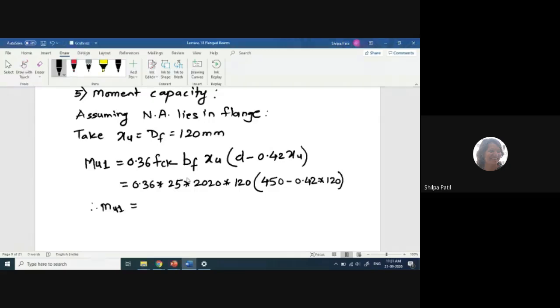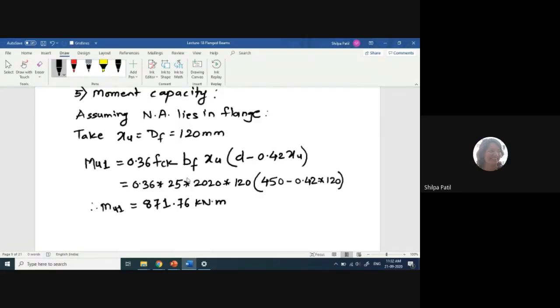What is the value? Students? 871.76. 871.76. Okay. Kilonewton meter, right?